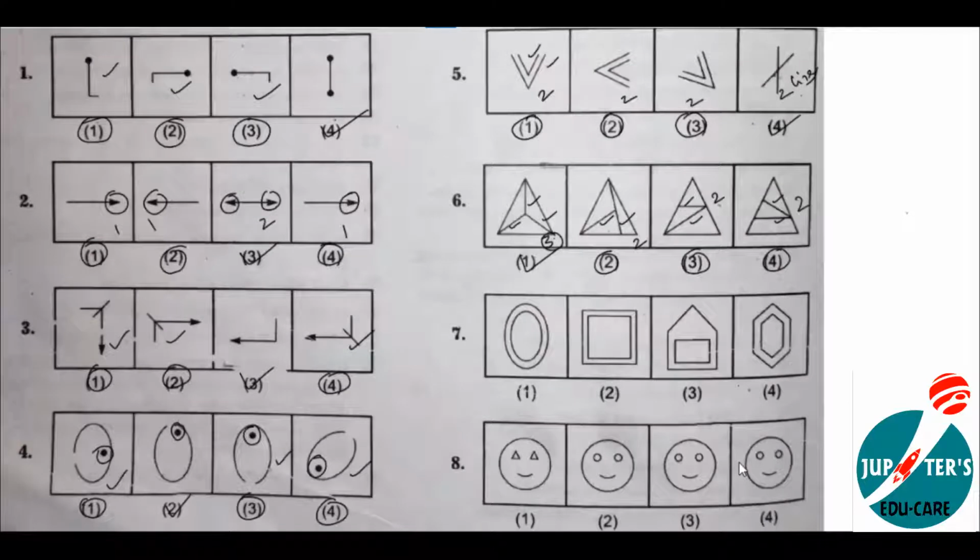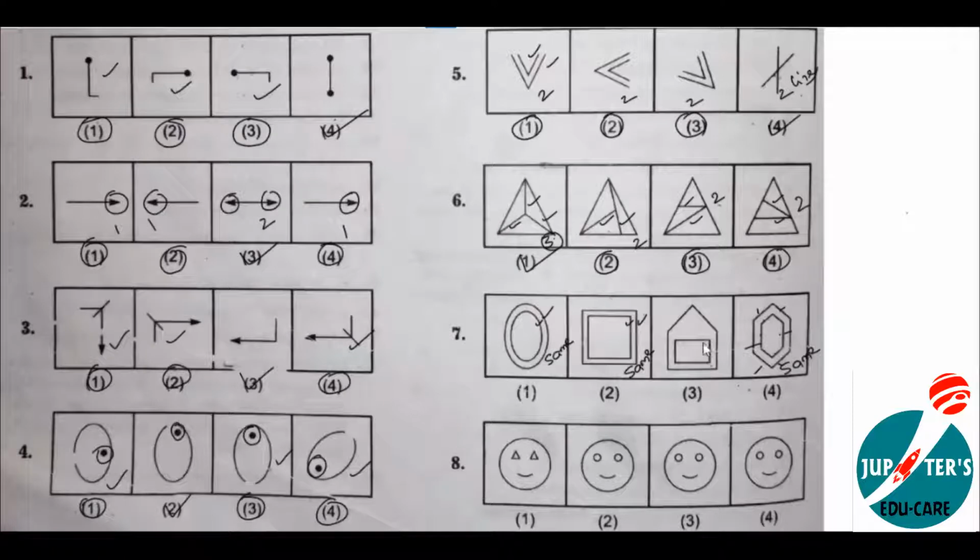Next, question number 7. In the first option, we have two similar figures, inside and outside. That is a circle. Two are similar, means same. In option 2 we have two squares. Inside and outside both are similar. So same. In option 4 we have a hexagon, 1, 2, 3, 4, 5, 6. Inside also we have a hexagon, 1, 2, 3, 4, 5, 6. Means both are similar inside and outside. So it is also same.